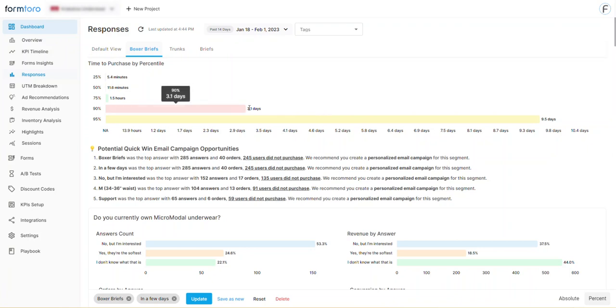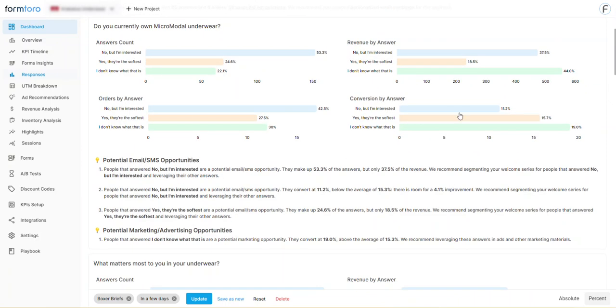So that's an overview of how we use responses for email marketing and are able to better identify quick win potentials and also understand how we can reach out to people and help get these conversion rates up in certain places where there's gaps.